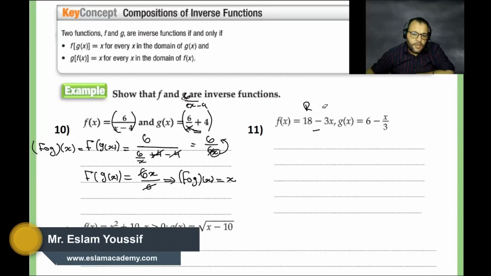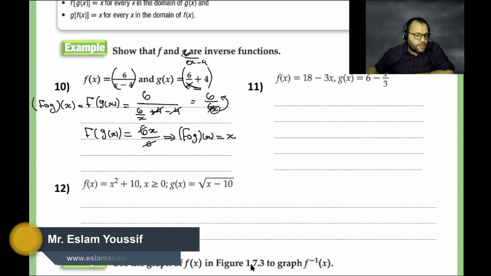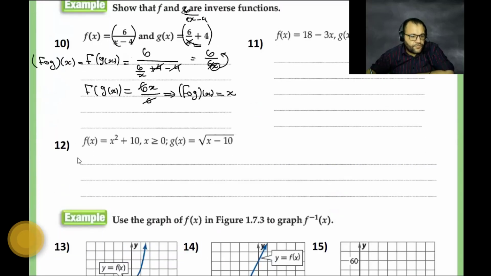But look at number 12. Number 12, what is the domain for this one?